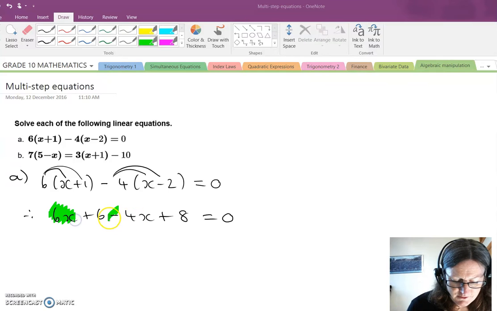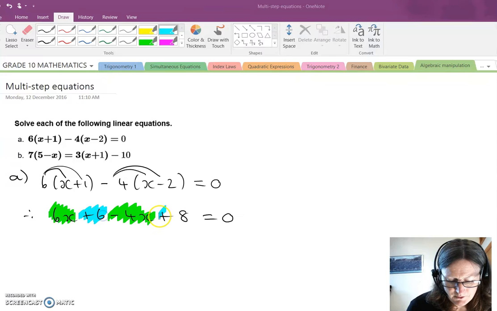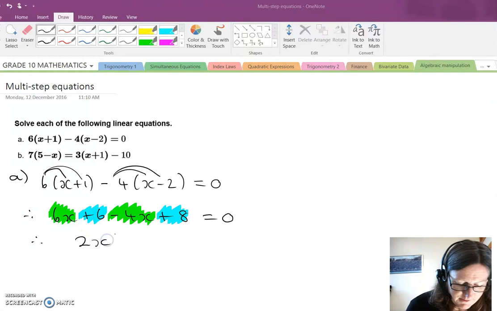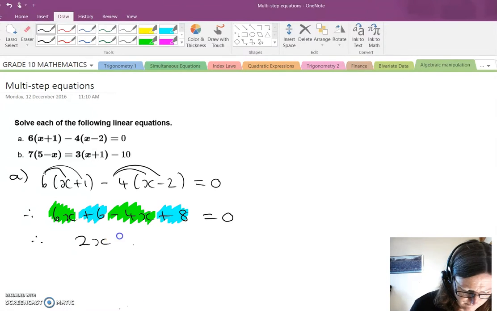Second step is identifying our like terms and collecting our like terms together. So I've highlighted there our like terms. If I look at the terms with x, 6x subtract 4x is 2x, 6 plus 8 is 14. 2x plus 14 is equal to 0.